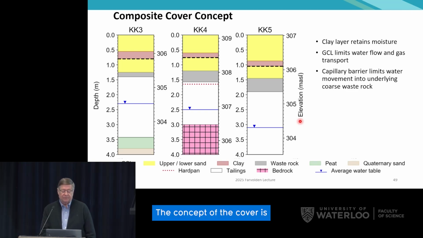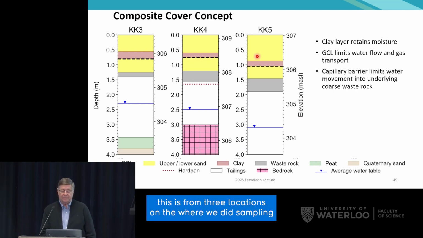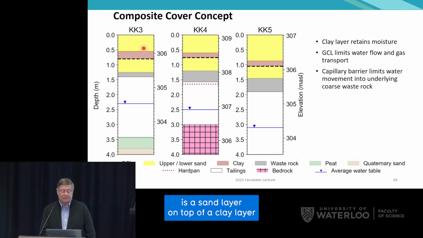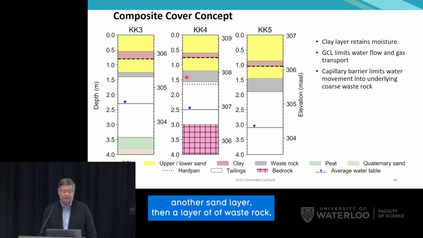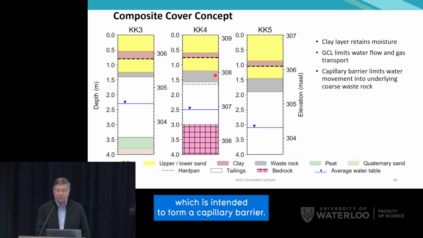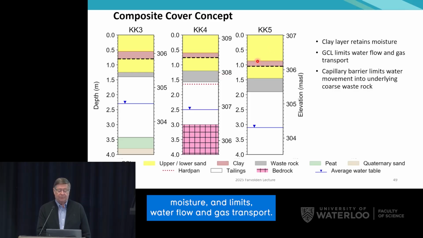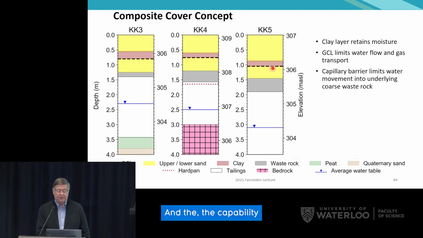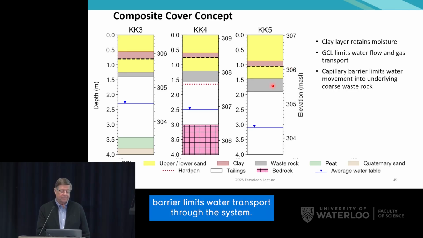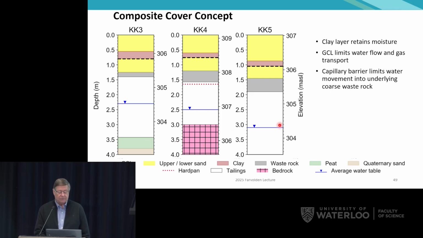The concept of the cover, this is from three locations where we did sampling, is a sand layer on top of a clay layer with a geosynthetic clay liner underneath it, and then another sand layer, then a layer of waste rock, which is intended to form a capillary barrier. So the intention is that the clay layer maintains moisture and limits water flow and gas transport, and that the capillary barrier limits water transport through the system. At one section, we see an organic carbon-rich peat layer that's down at the base of the stratigraphy.